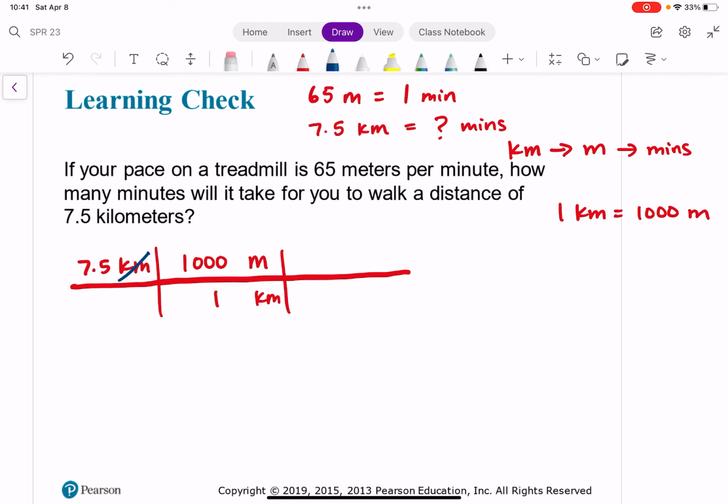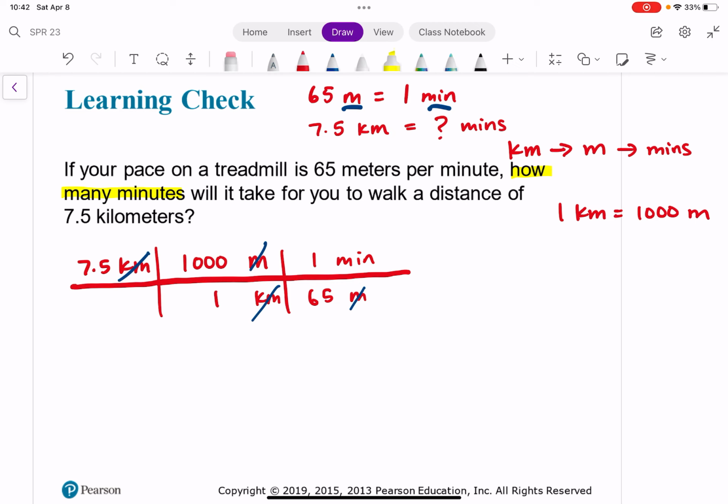All right, now we're done with kilometers. And we're in meters. Great, because I have something that connects meters to minutes. So what goes in the bottom, 65 meters or 1 minute? 65 meters. Yeah, we want to get rid of those meters. And now we're in minutes. Is that what we wanted? Yeah, we wanted to know how many minutes it would take us to go 7.5 kilometers.